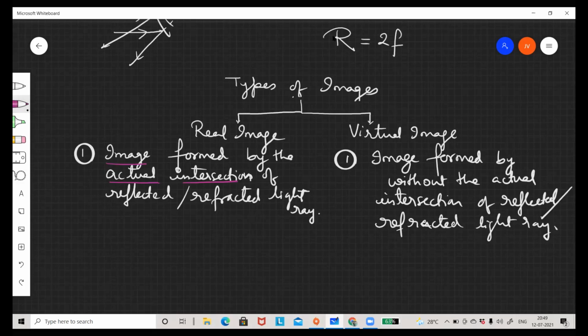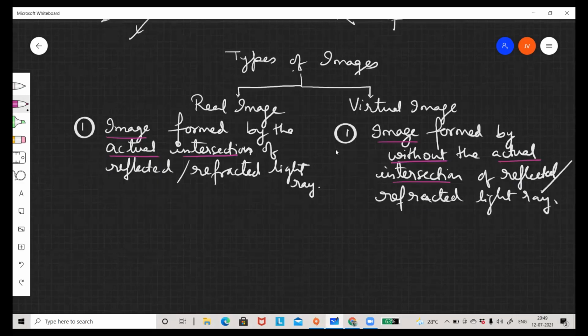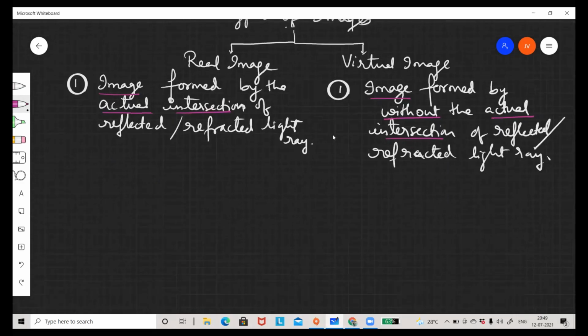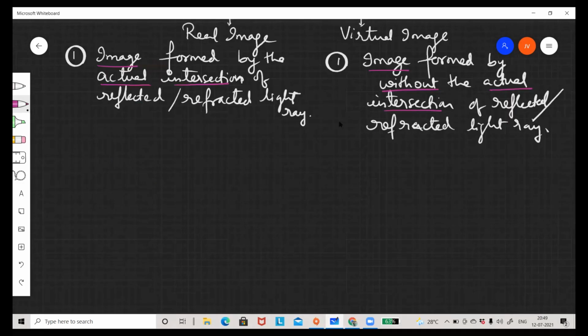So what is a real image? An image formed by actual intersection of reflected light rays in case of mirrors. A virtual image is an image formed without the actual intersection of reflected or refracted light rays. So this is the basic definition. What does this definition mean? Let's see what it means. We are seeing the types of image.